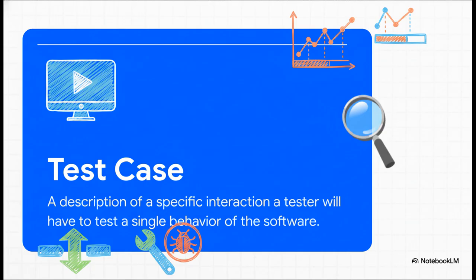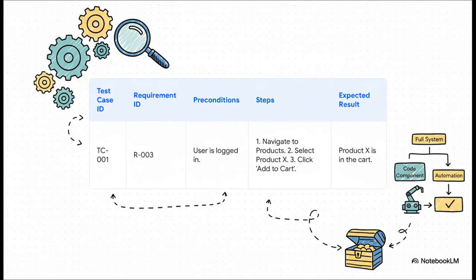Each test case is like a detailed recipe designed to check one single specific thing. It tells the tester exactly what steps to follow and, most importantly, what the results should be. Now this is what a really solid test case looks like. See how clear everything is?